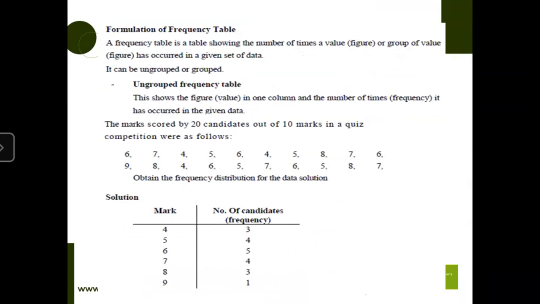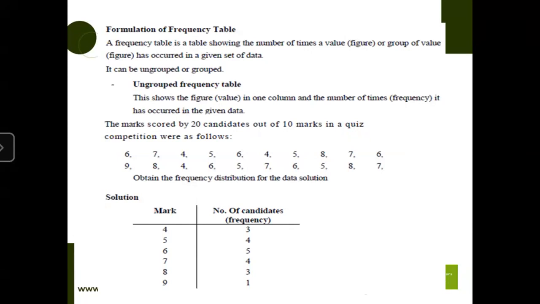How do we now formulate a frequency table? A table is not just a table. It must include some other information, and part of it is what we refer to as a frequency table. When we say frequency, frequency is the number of times a data occurred in a given set. The number of times data occurred in a given information.